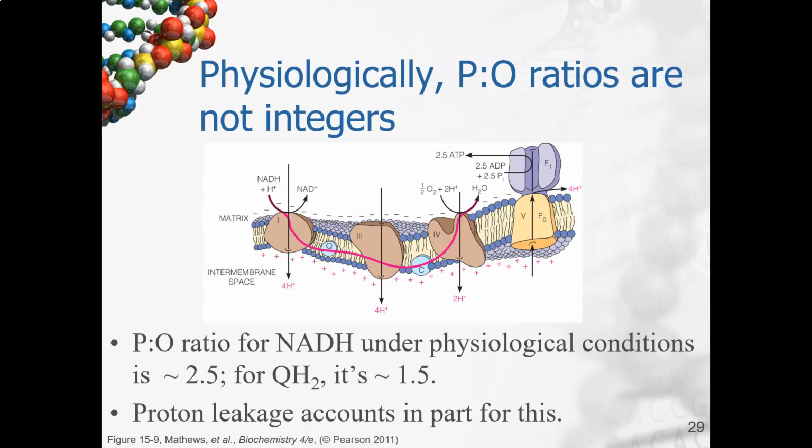It turns out, though, even though it's very satisfying to think of those P-to-O ratios as integers, 3 complexes participating in pumping, 3 beta subunits in a complete rotation, each giving us an ATP, there's a little bit of proton leakage in the inner mitochondrial membrane, so recent research has refined this. So we're going to use the P-to-O ratio of 2.5 instead of 3 for NADH, and 1.5 instead of 2 for QH2. And this diagram shows this fairly well.